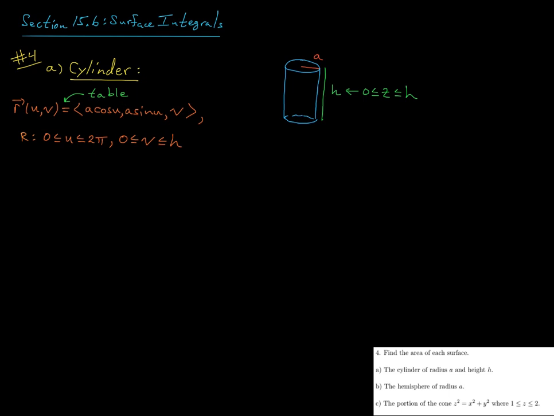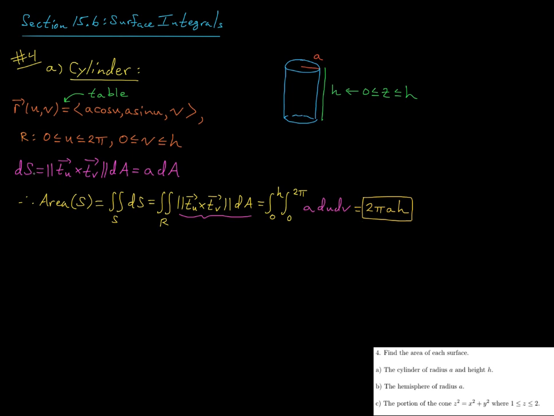All right, so let's go ahead now and look at the differential surface area element dS, right? That's just the magnitude of this normal vector, which is just the cross product of the tangent vectors Tu and Tv, and we have our dA, which is just du dv. And we derive that the magnitude of this cross product vector is equal to just a, right? That's just the radius of the cylinder. So we just get a dA for the dS surface area element.